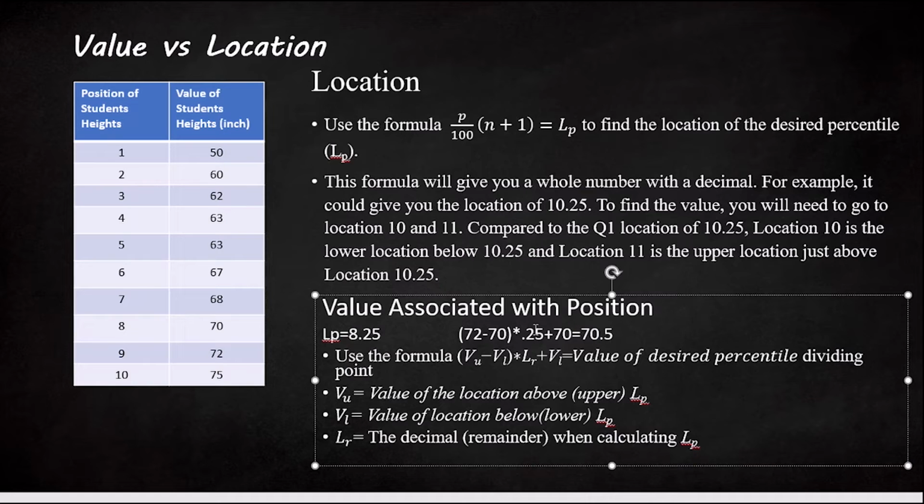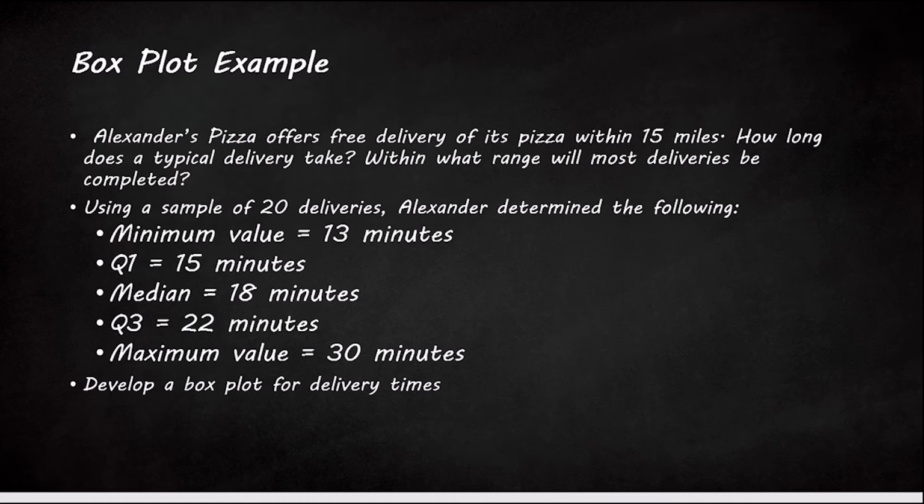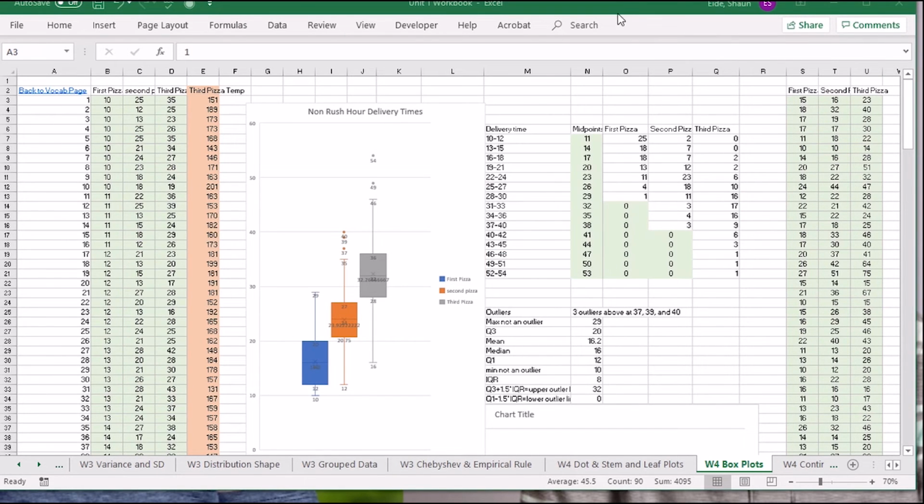So we use this fun little formula to give us the actual value of Q3. This one gave you the location of Q3. This one gave you the value of Q3. So make sure that you know the difference between finding the location and finding the value of Q3. We've already gotten into box plots a little bit, and I'm going to come right back over here and come to this box plot.